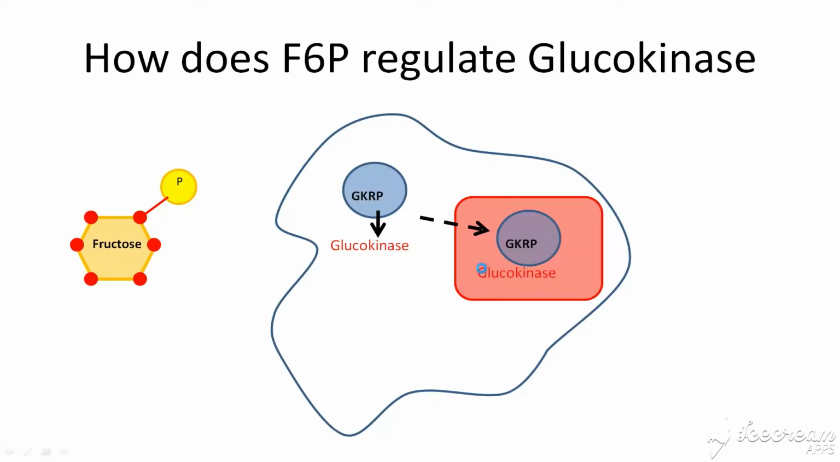We also said before that in the presence of high levels of glucose, the inhibition by fructose 6-phosphate on glucokinase could be overcome. And how does this happen? Well, glucose is going to bind to the GKRP protein, and it's going to prevent it from binding to glucokinase. So glucokinase is going to remain in the cytoplasm, and it's going to be active.